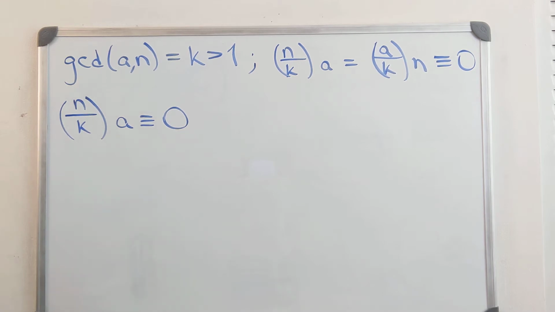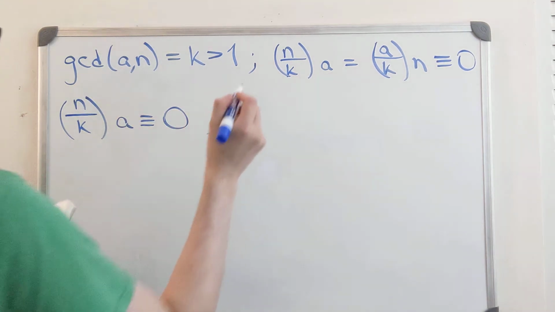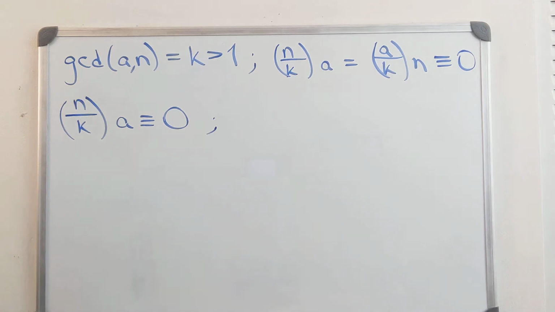Okay, now I need to use the fact that k is greater than 1. So this is going to mean that I can say something about n over k. It's not 0, for sure.